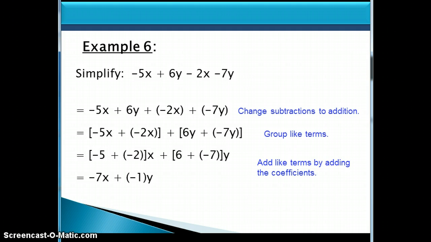Now sometimes we need to go back to subtraction from addition if we end up with a plus a negative number, because if we rewrite it back to subtraction, that'll be simpler because we'll have one less operation symbol, one less sign. Also remember that we usually drop a 1 as the coefficient on a variable. So to simplify this as much as possible, we will end up with negative 7x minus y.